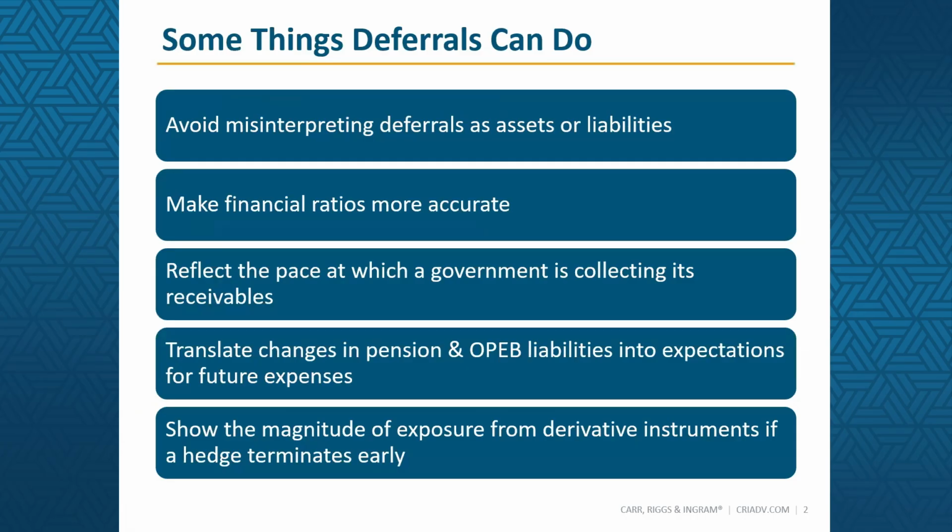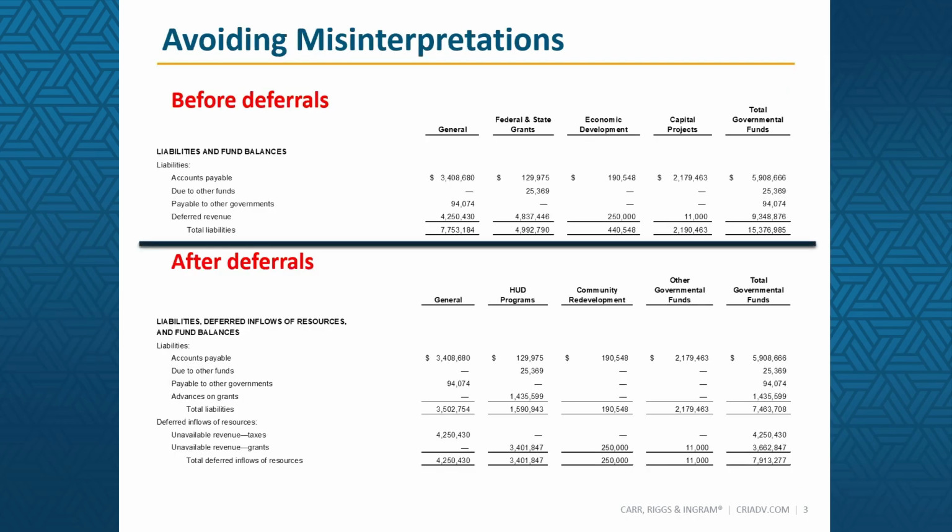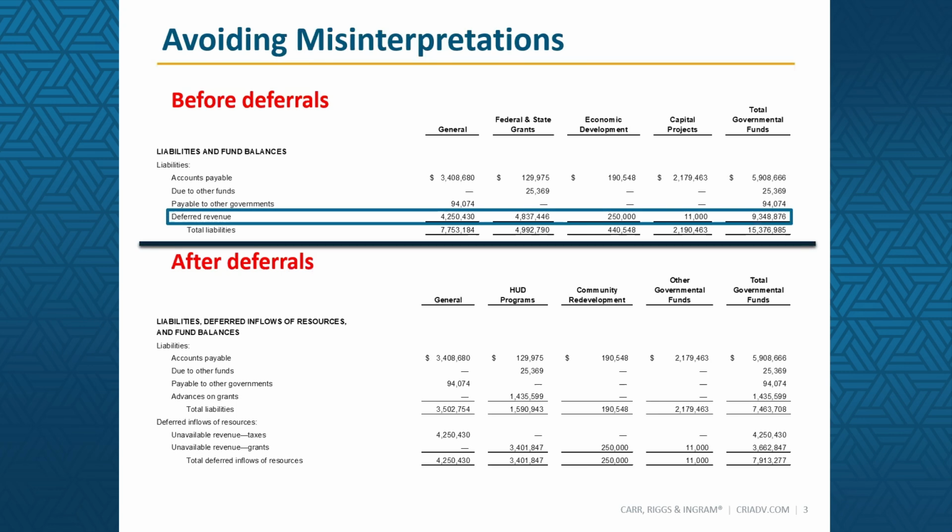Let's begin with how deferrals help to avoid misinterpreting financial statement items as assets or liabilities. What you see here are 2 versions of a part of a governmental fund's balance sheet. On top is the version before GASB required the reporting of deferrals, and the bottom is the same information, but with the deferrals requirements applied. This item here is a prime example of something that used to be reported as a liability that actually was a deferred inflow of resources or a combination of liabilities and deferred inflows.